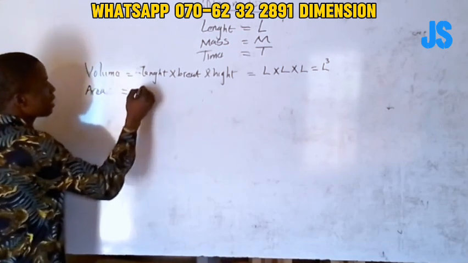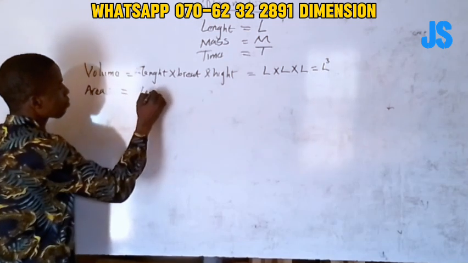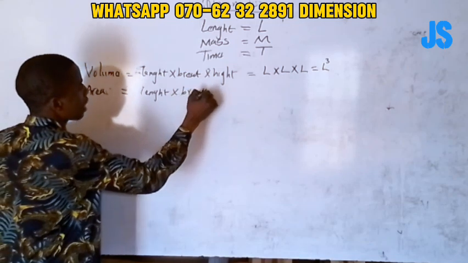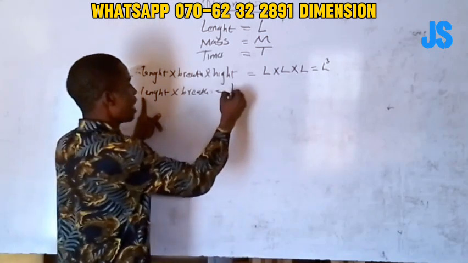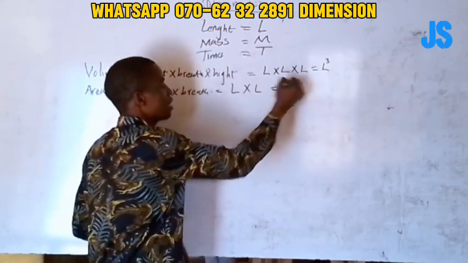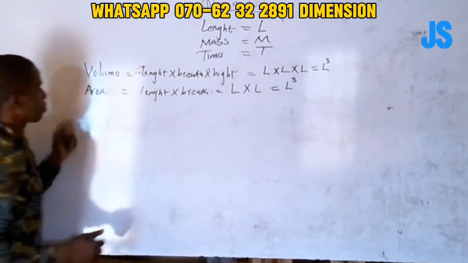Now let's look at area. The area is length times breadth. The length represents L, breadth represents L, and it becomes L squared.